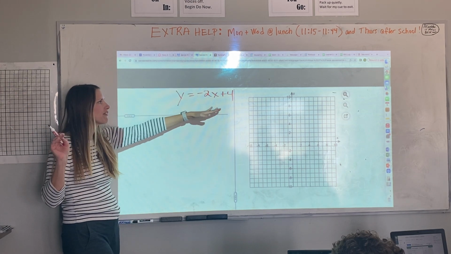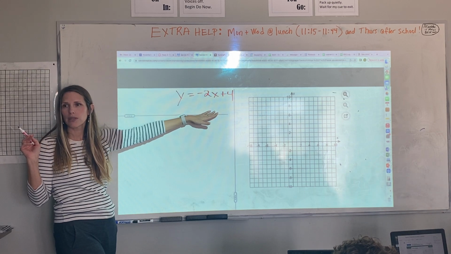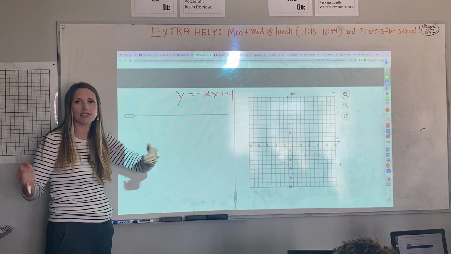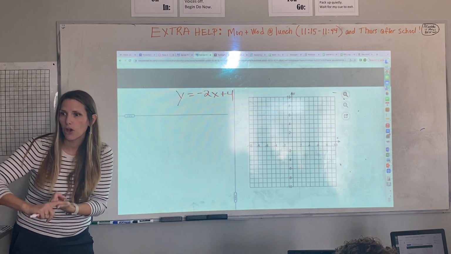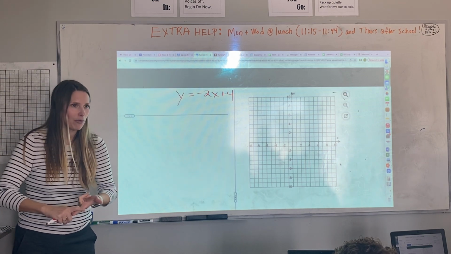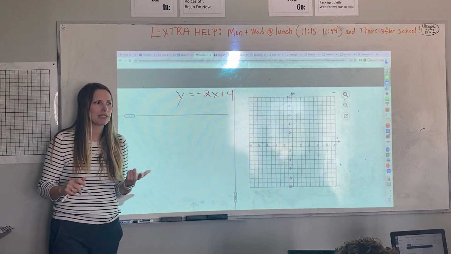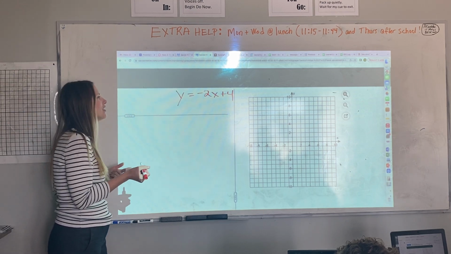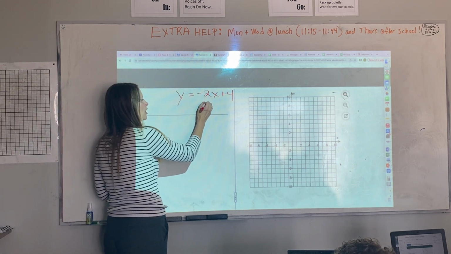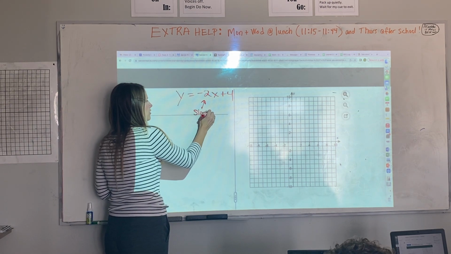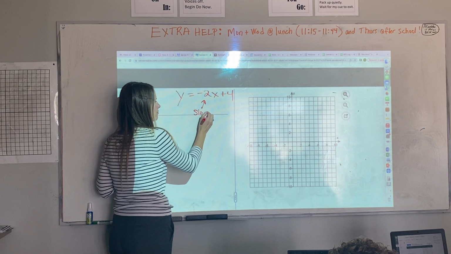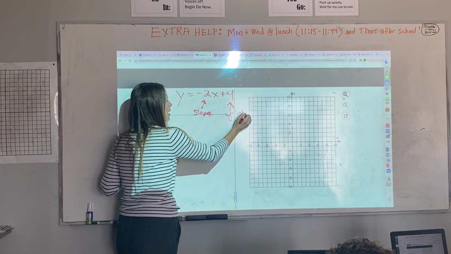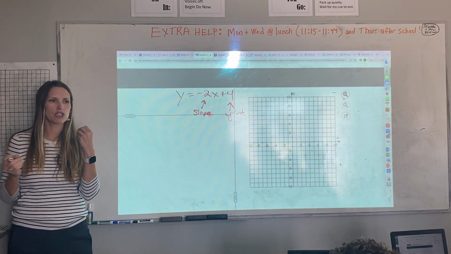So, how do we graph this? We have what kind of form? Slope intercept, which gives us the slope and the y-intercept, right? Right? Okay, good. So we have our slope. Yep, that's slope. And our y-intercept. Which one do we use to plot our first point?